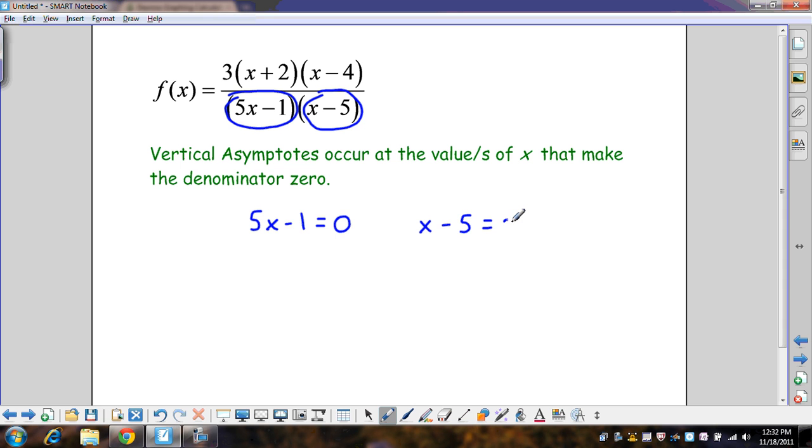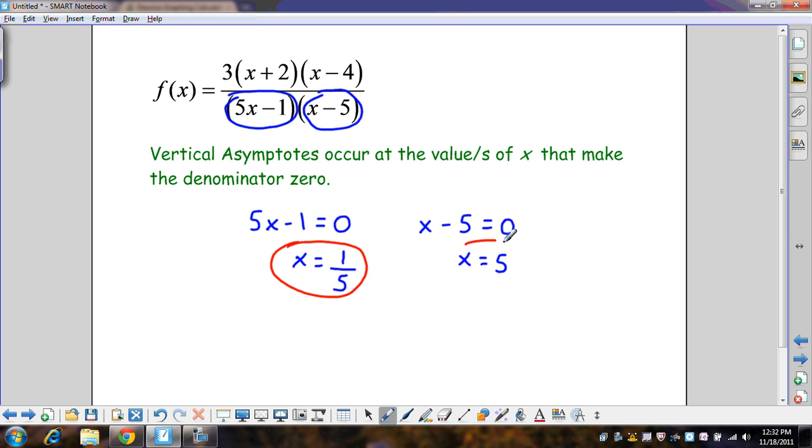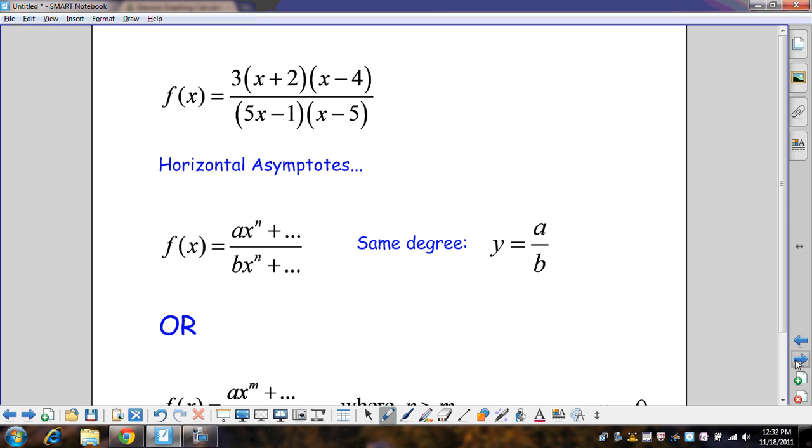If you think back to earlier in the year, we discussed how to find the domain of a rational function, and what we did is we set the denominator equal to 0. So it's a very, very similar process. If I go ahead and work this out, the one on the left, I'm going to get x equals 1/5. So that's it for one of them. And the one on the right, I'm going to add 5 to both sides, and I get x equals 5. So my two vertical asymptotes for this particular problem are x equals 1/5 and x equals 5. That's it. We're done with the vertical asymptotes.